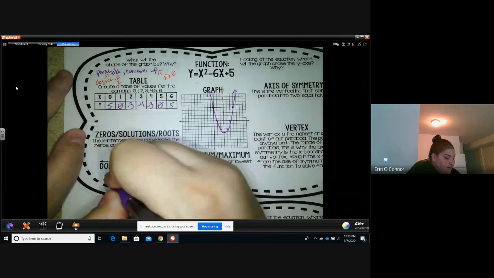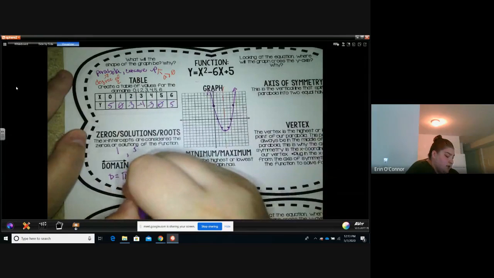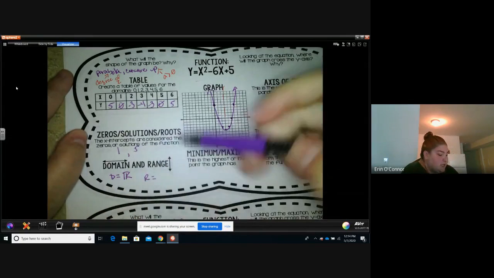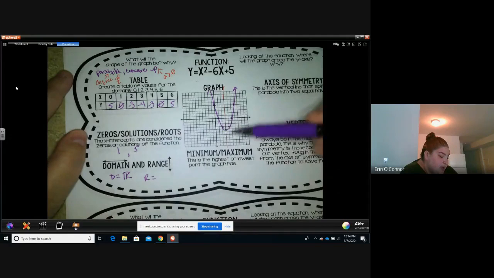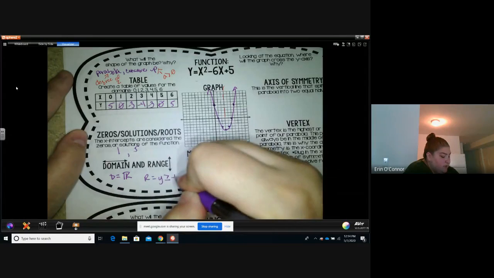The domain, again, for all parabolas, it goes to the left forever, to the right forever. It's all real numbers. The range is up and down. The lowest this can go is negative 4. It cannot go below negative 4, so y is going to be greater than or equal to negative 4.